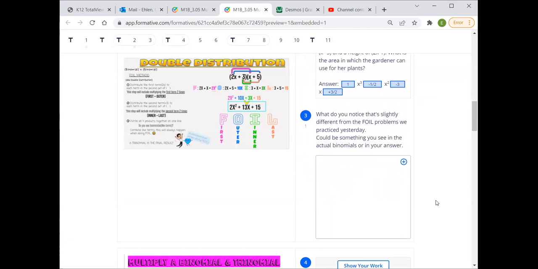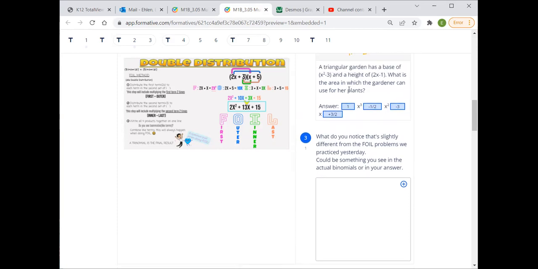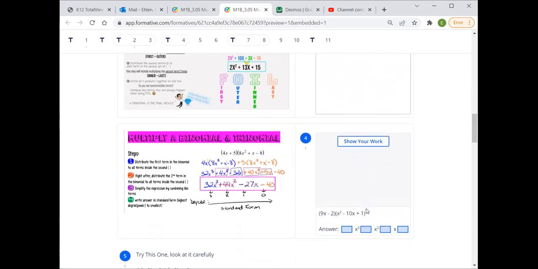It says, what do you guys notice that is slightly different from the FOIL problems we practiced yesterday? Could be something you see in the actual binomials or in your answer. Okay, so give me something that you see that's slightly different in this problem that you didn't see yesterday. So what might be new today?